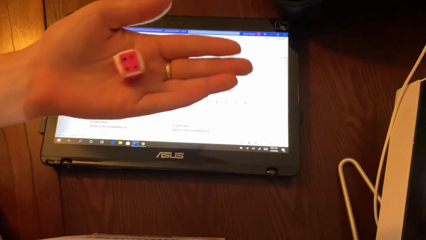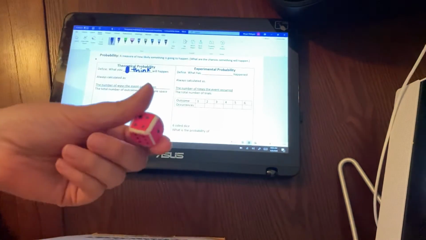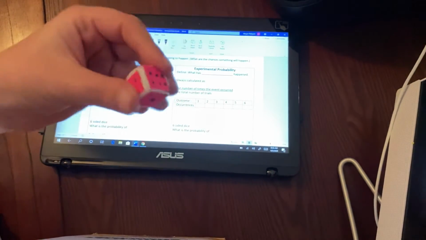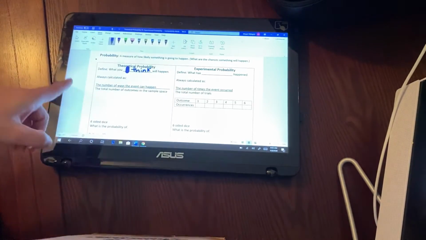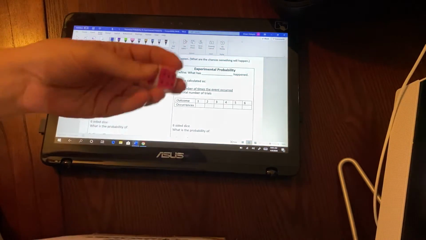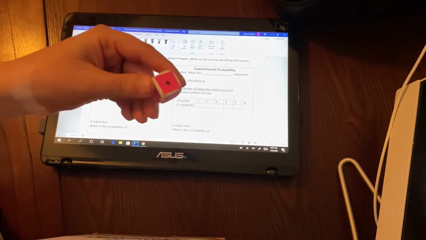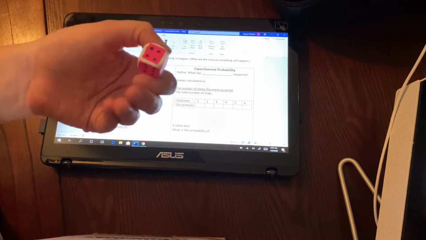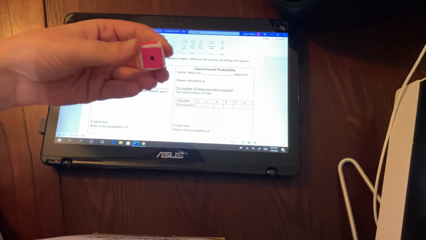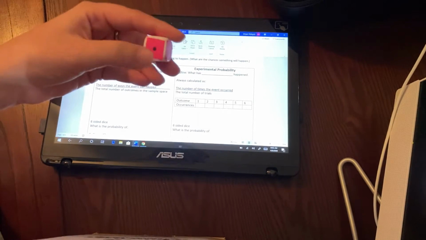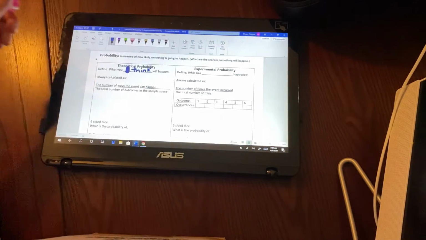So in our die, we have a total of 6 possible outcomes. That would be our sample space. And then the number of ways that the event can happen. So if I wanted to roll a 1 out of a total of 6. If I wanted to roll a 1 or a 2, that would be 2 out of 6.